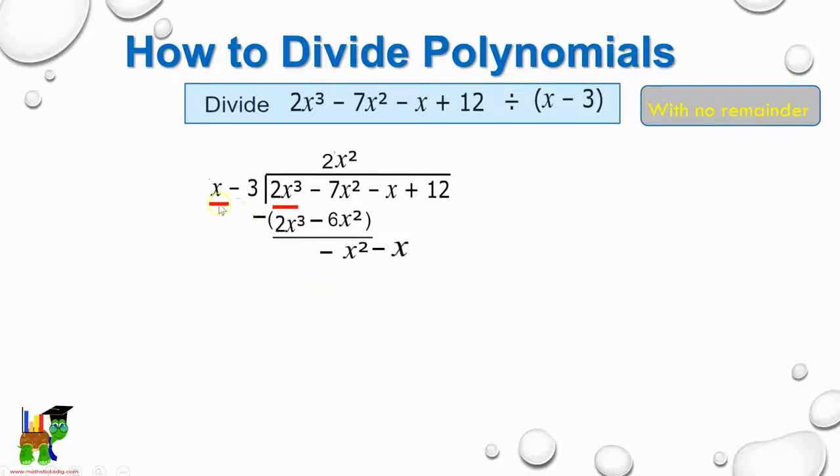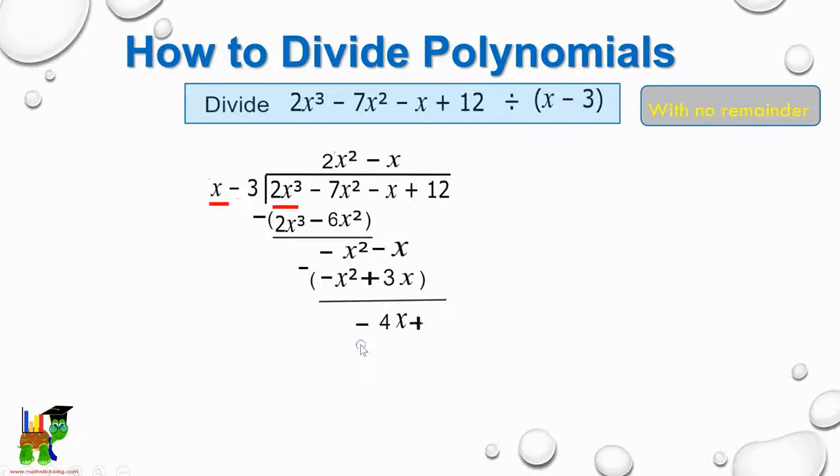So again, divide the first terms. Negative x squared divided by x is negative x. Negative x times x is negative x squared. Negative x times negative 3 becomes positive 3x, from the rules of negative numbers. So subtracting that, negative x squared minus negative x squared, so you have a minus and a minus here, becomes a plus. Negative x squared plus x squared becomes 0. Negative x minus positive 3x. So minus and positive becomes minus. Negative x minus 3x becomes negative 4x.